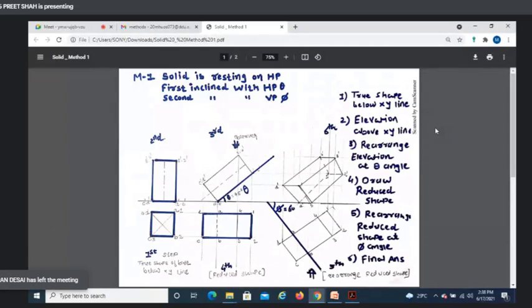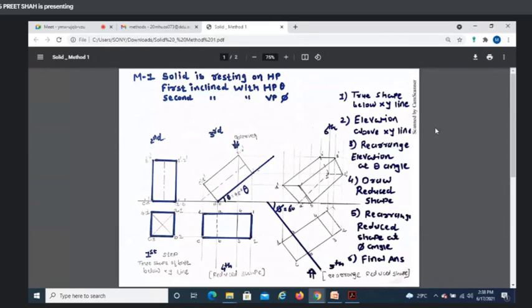If you have any doubt regarding this method, you can ask questions to me. Sir, yes. Sir, when the vertical plane inclines, please repeat that once more.